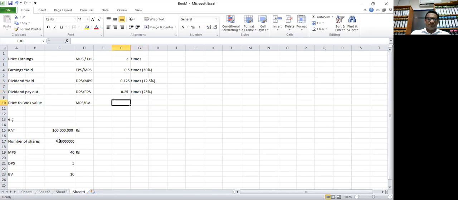Then price to book value. It is market price, 40, divided by 10. Price to book value is 4 times or 400%. Right. Are we clear?